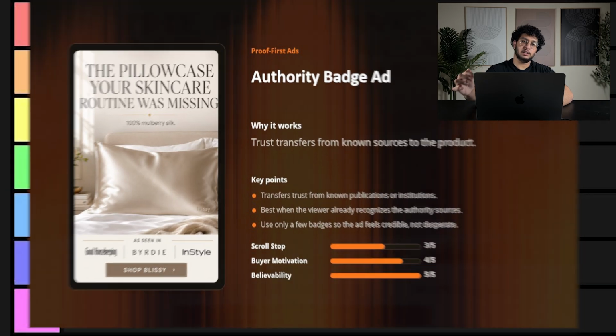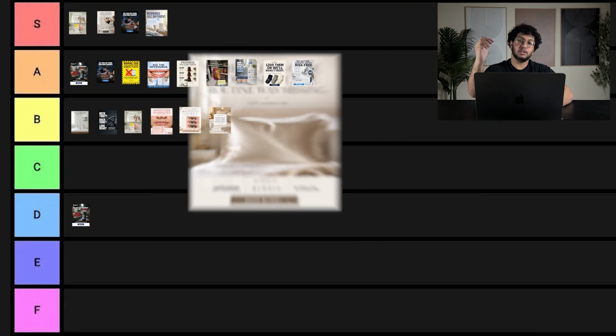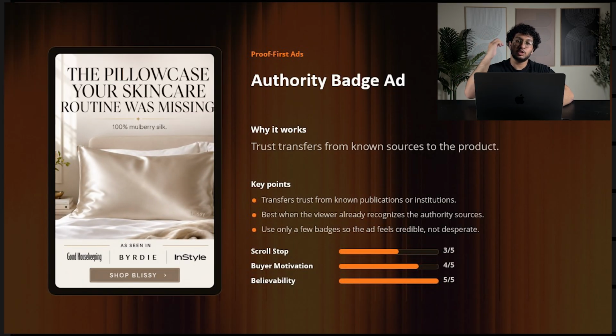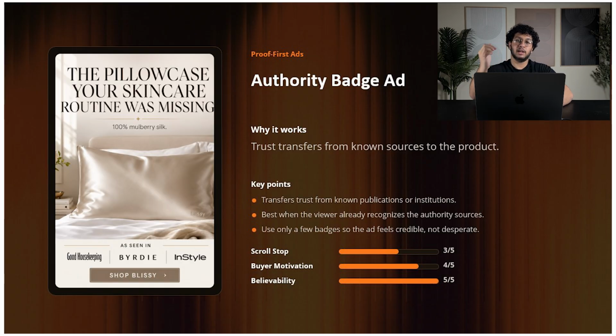Next is authority badge. Authority badge ads are B tier. They build trust, but they usually don't stop the scroll very hard. A lot of logos can make a product feel more credible, but it doesn't always make someone pause. So I see this as a supporting format. It's great to stack with a stronger hook, but as a main creative idea, it goes in B tier.